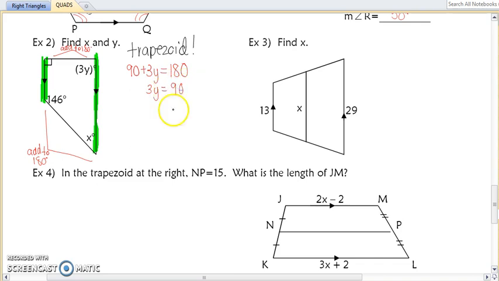So now let's continue to solve for y. We'll subtract 90 on both sides, divide both sides by 3. We get y is equal to 30. And now to solve for x, x and 146 have to add to 180 degrees. Subtract 146 on both sides, and we get 34.